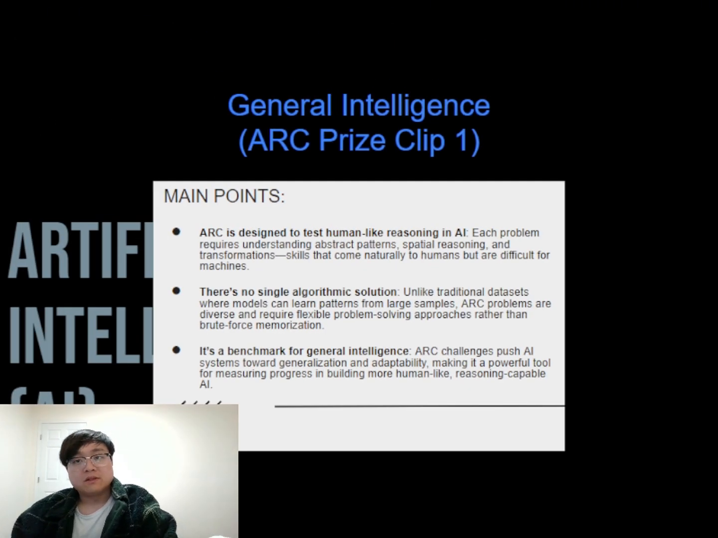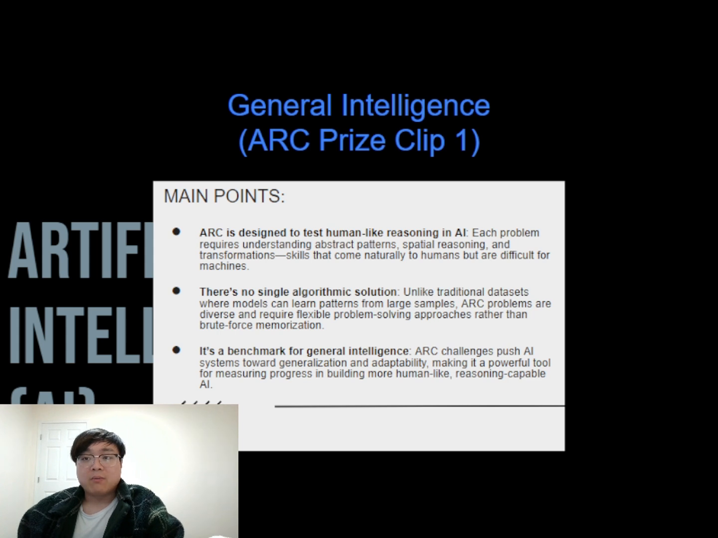What really stuck with me from this clip is when the professor asked, how can I write a program to solve this problem? That question hit at the heart of what makes ARC, the Abstraction and Reasoning Corpus, so interesting to me. Each problem is different. There's no single algorithm that can solve them all. You have to reason, abstract, and recognize patterns in very human ways. That's where AI comes in, but not just any AI.